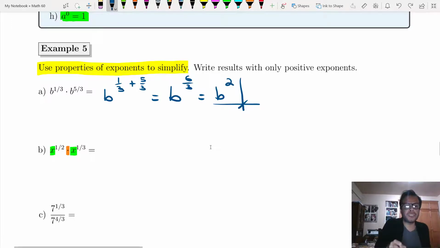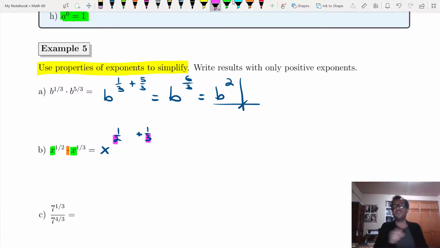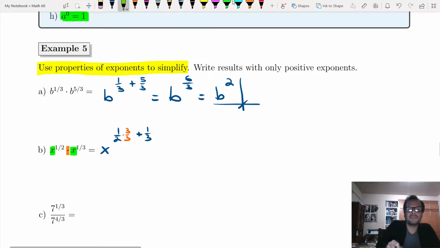So this is what we do, x to the 1/2, and I'm going to leave a space here for a reason, plus 1/3. The reason I left this space is because notice the denominators are not the same, as opposed to the previous example. So in that case, I need to find a common denominator, the least common denominator, by multiplying by the missing factors. So 3 and 3 and 2 and 2, all right?